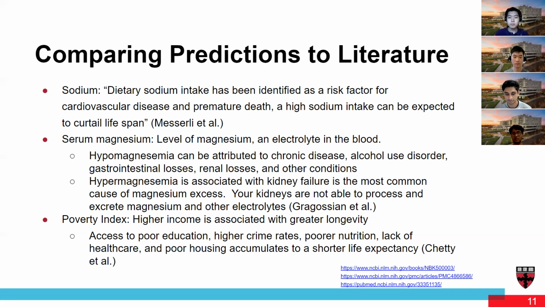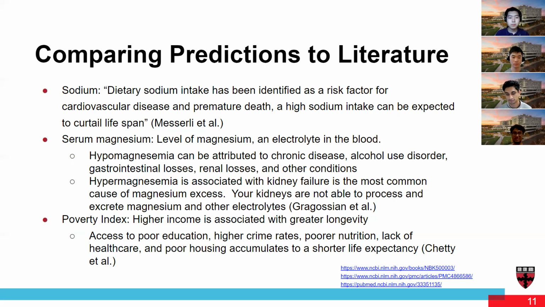Surprisingly, we found that serum magnesium, the level of magnesium that's present in our blood, can also contribute to lower life expectancy. Higher levels of magnesium can lead to cardiovascular complications such as hypertension and neurological disorders, and it's usually attributed to alcohol disorders and gastrointestinal losses.